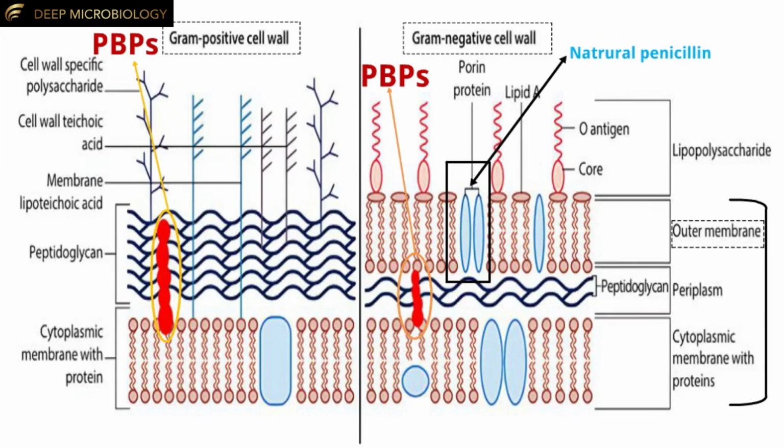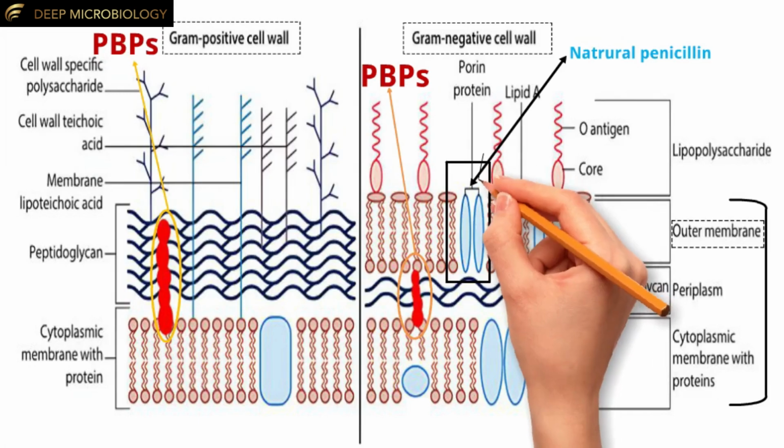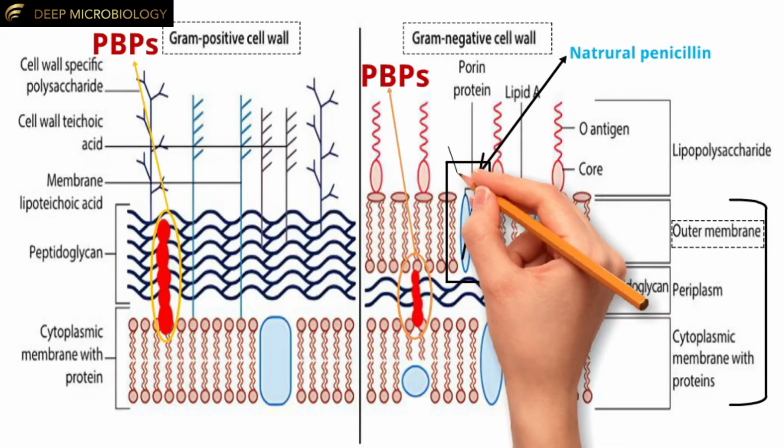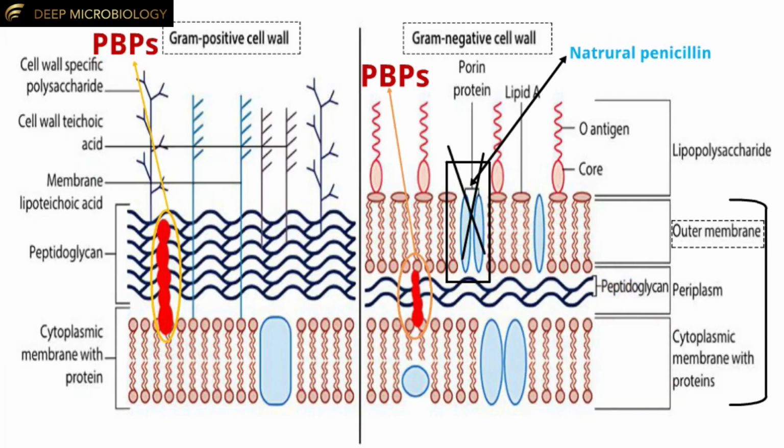This difference in properties prevents natural penicillin from effectively passing through the porins, thus reducing its ability to reach the PBPs in gram-negative bacteria. As a result, natural penicillin is not as effective against gram-negative bacteria compared to gram-positive bacteria.